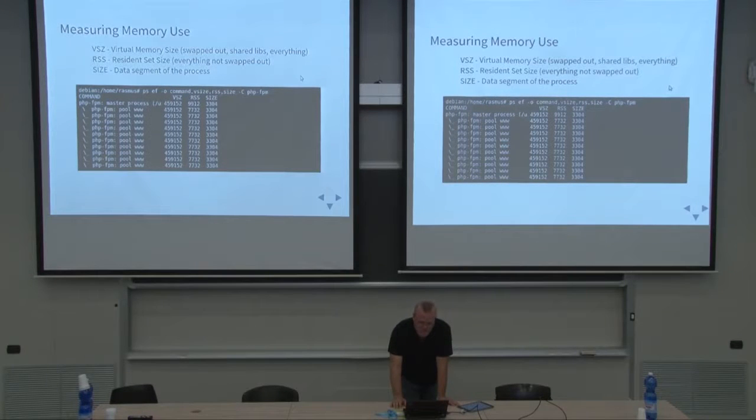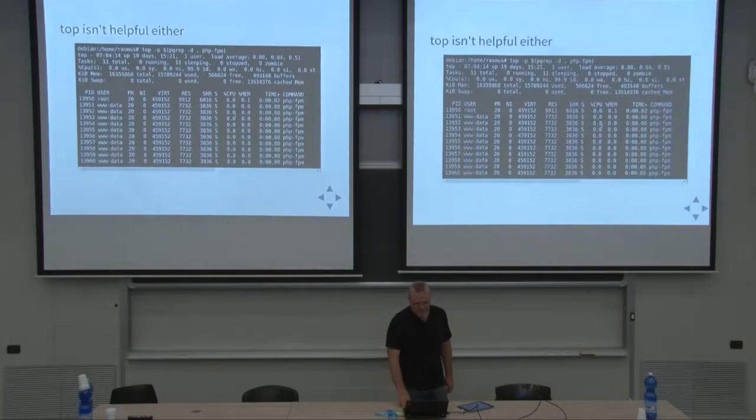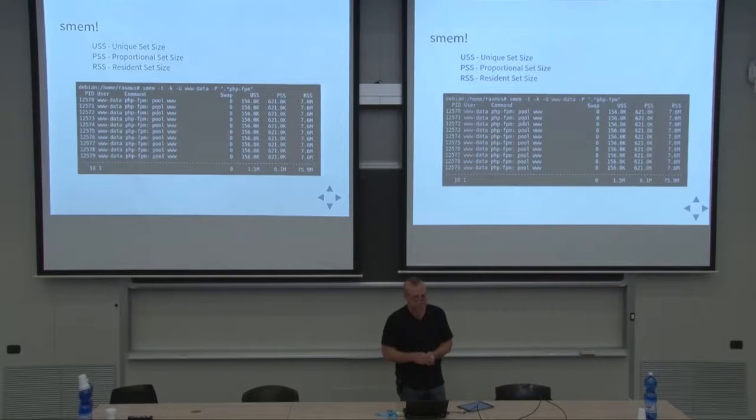Looking at memory use, it's hard to measure memory because there's a lot of different aspects to memory use. There are shared libraries where the memory gets shared. So just looking at PS is very confusing, I think. Top doesn't help much either because resident doesn't give you much shared, and virtual doesn't really mean much because half of that stuff is shared stuff. So I like a tool called SMEM, and it has a concept of proportional set size that evenly distributes all the shared memory that is spread across all the processes.